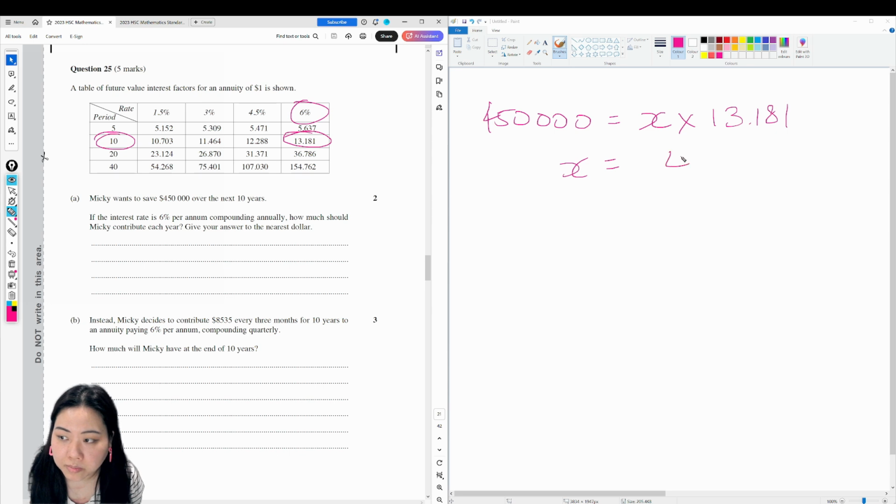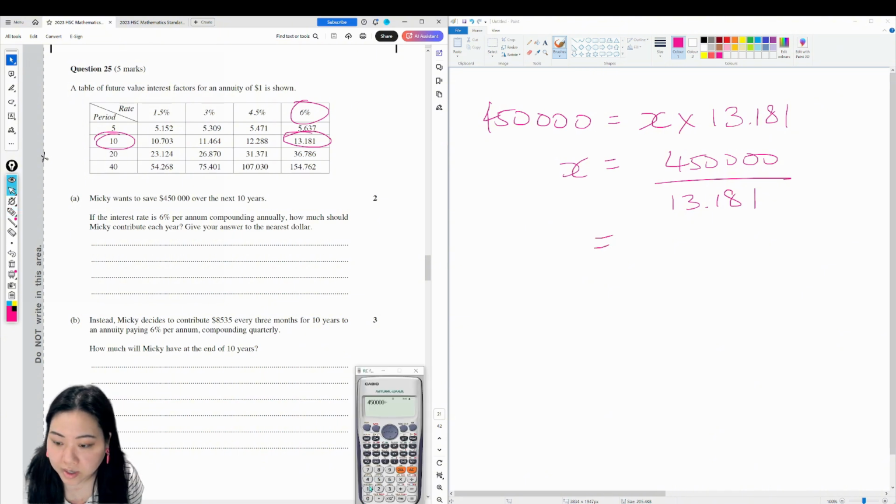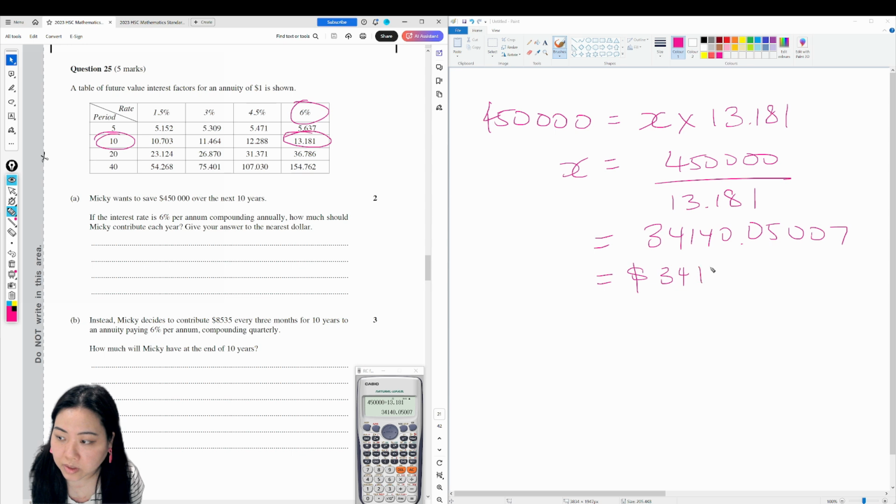The amount will be 450,000 divided by 13.181. He needs to put in $34,140.05 every year if he wants to get that 450,000 in 10 years at 6% interest annually, compounded annually. What do they want? To the nearest dollar. Therefore, he needs to put in $34,140 to the nearest dollar.